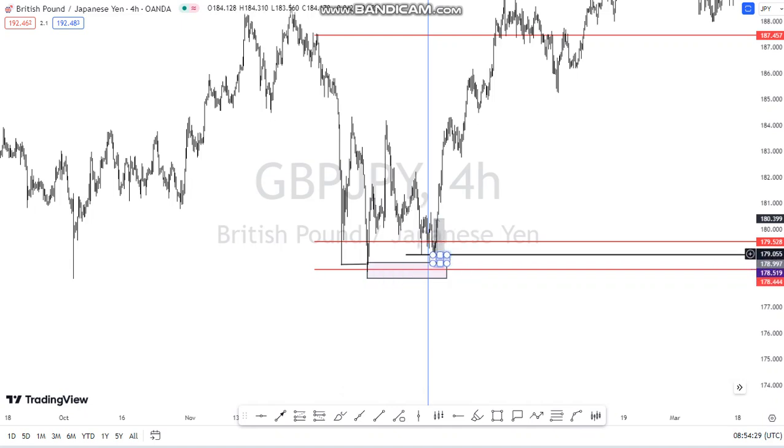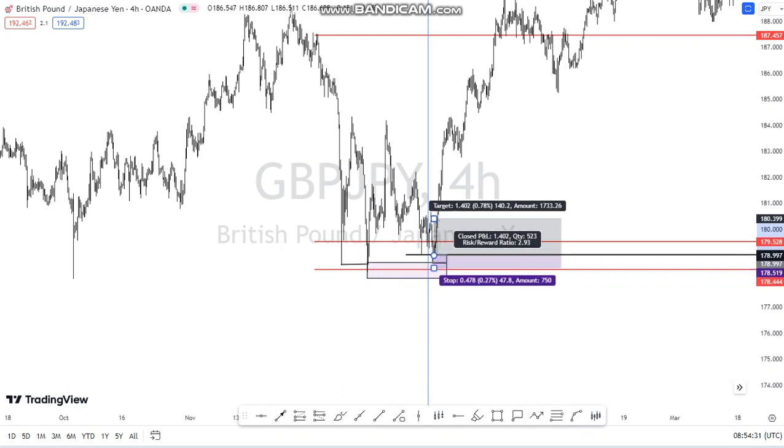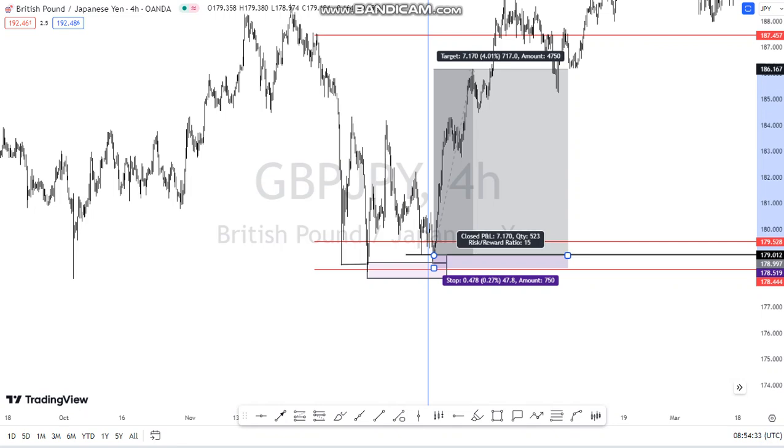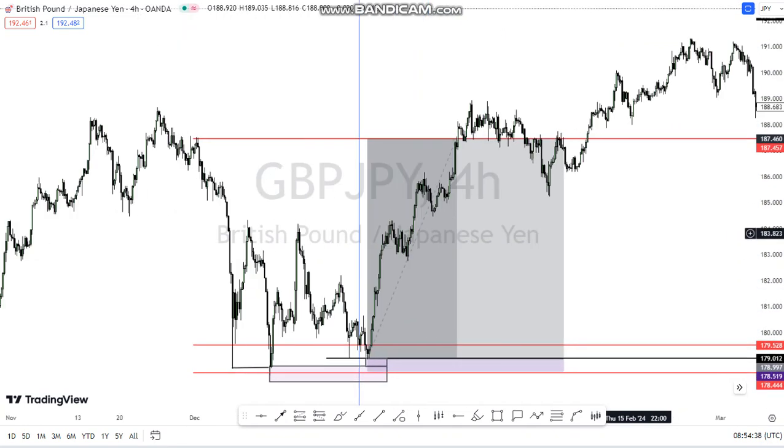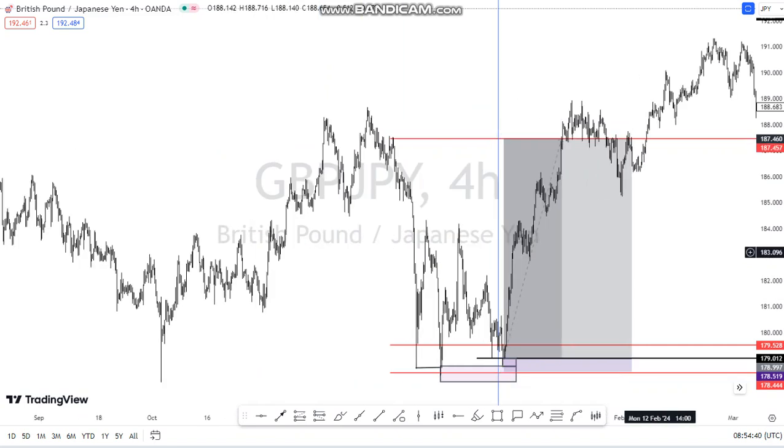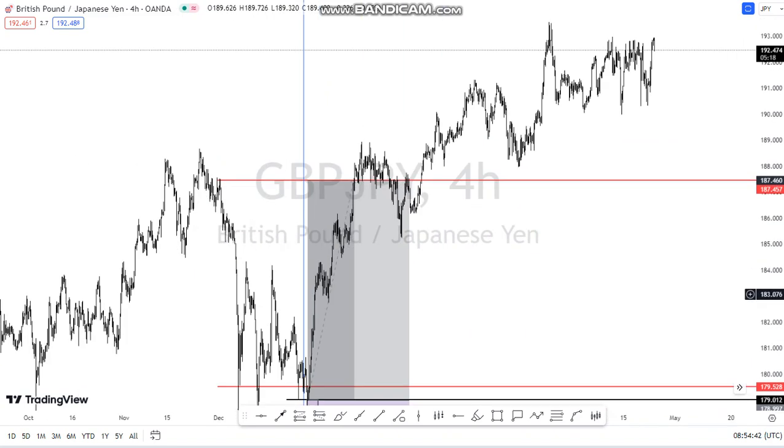Again, you can target the whole month. It might look like just a few pips, but look at this: this is 1 to 17 plus. If you continue to leverage, you're going to be into deep profits, guys.